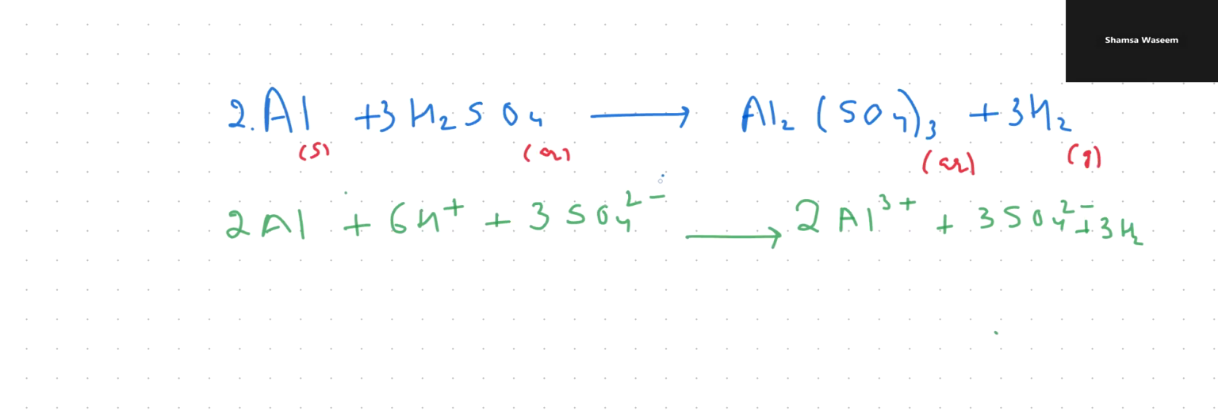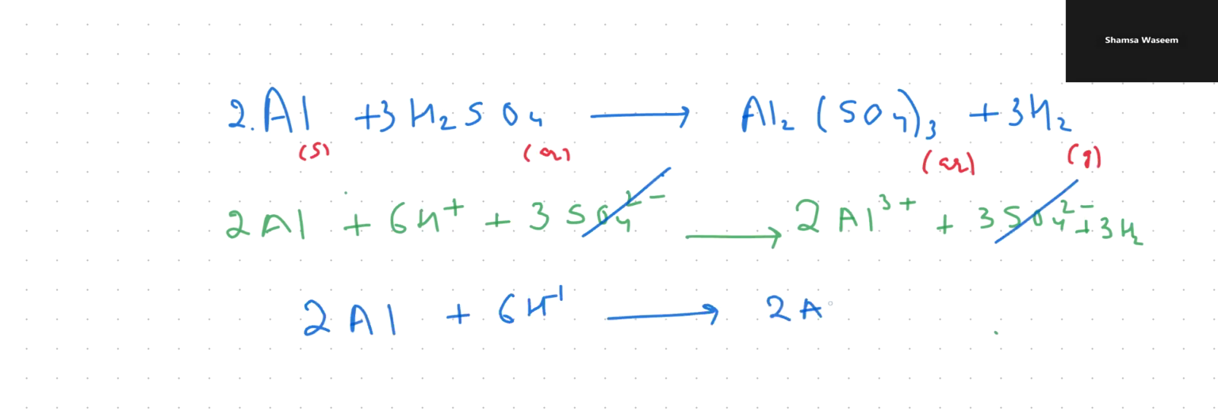So what is left behind is aluminium plus 6H positive, which is going to give us aluminium ions, plus hydrogen gas, 3 moles of hydrogen gas. So that is going to be the net ionic equation. I hope it is clear, right?